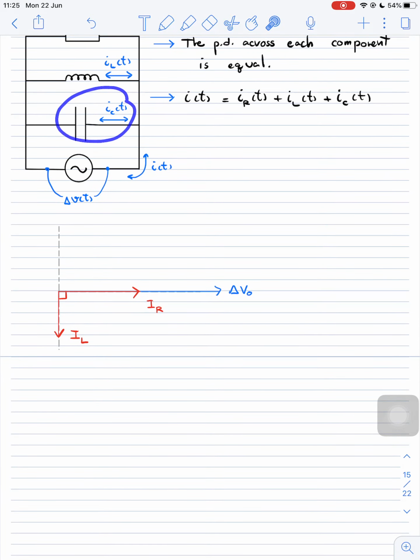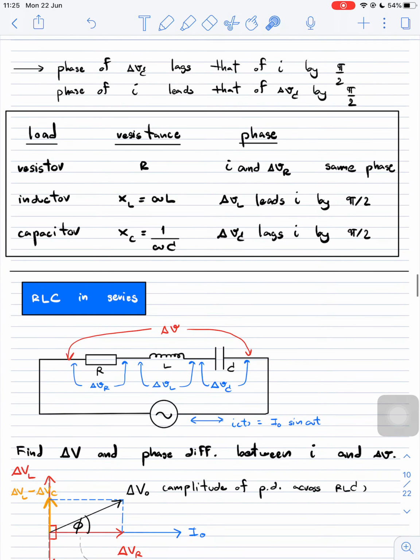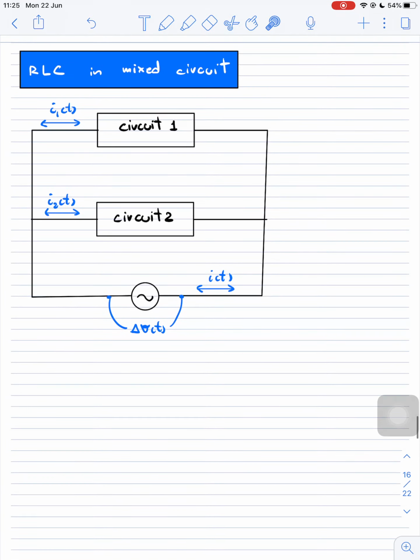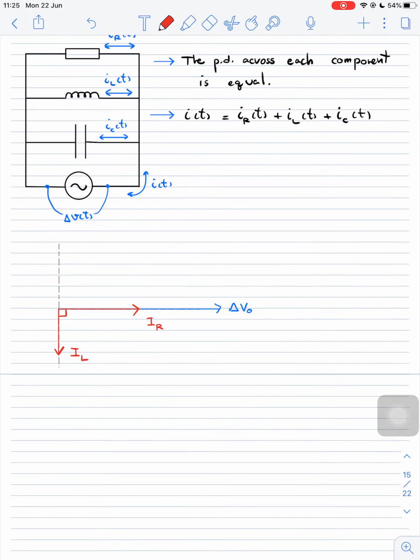Now about the capacitor, again from this table we say that delta VC lags the I by 90 degrees. It means that the I will lead the delta VC by 90 degrees. So the current through the capacitor leads the potential difference across the capacitor by 90 degrees. So it must point in this direction. This will be the IC. Okay, and just making the 90 degrees to each other here.